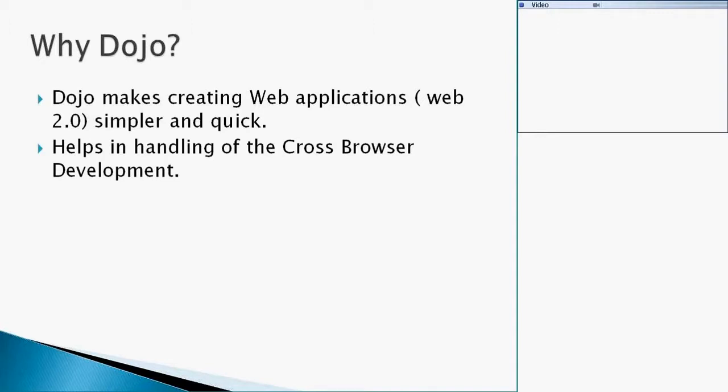One thing, Dojo is quite similar to Java. It provides you a Java kind of interface, so you can make classes, extend them, and include them. It provides a package kind of structure also. It also provides a build system, so you can compress all your JavaScript files into a single file, which can save your network bandwidth and the loading time of your applications.